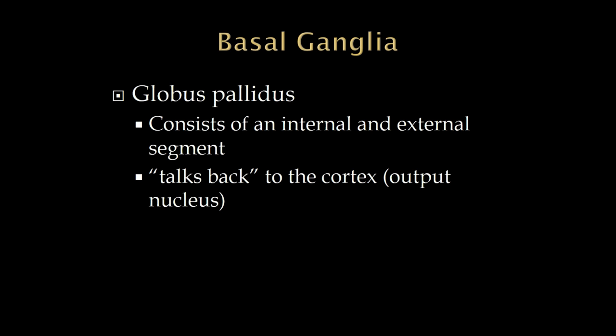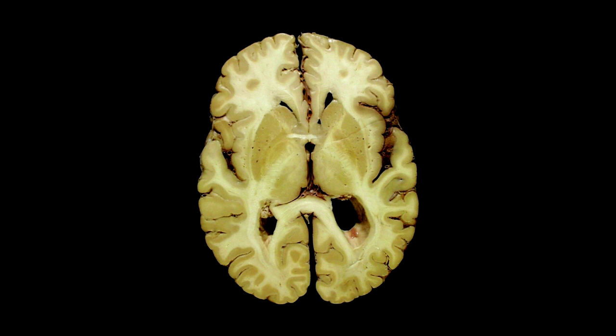All right, now the globus pallidus itself has an internal and an external portion. I think you can appreciate the separation here between the putamen. There's a little separation there. And then this is the globus pallidus. Well, the globus pallidus actually has an external part and an internal part. And you can see this is a little pale right there, a little bit darker here.